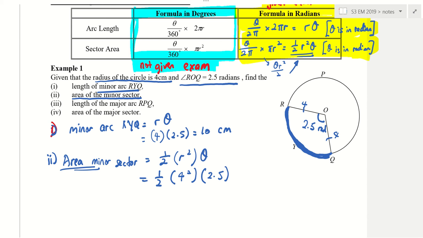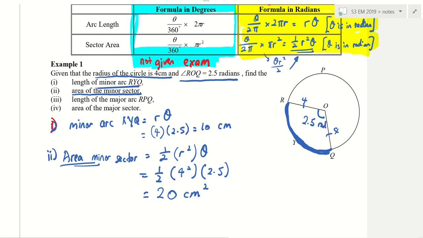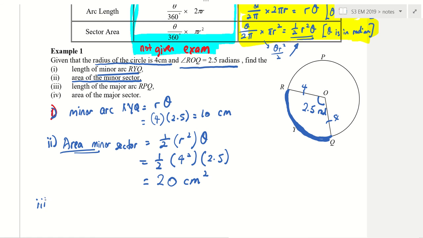No need. Because it's a unit, you also don't write the degree as well, right? Now, so what is the answer? Is it 20? Okay. Now, what about part 3?